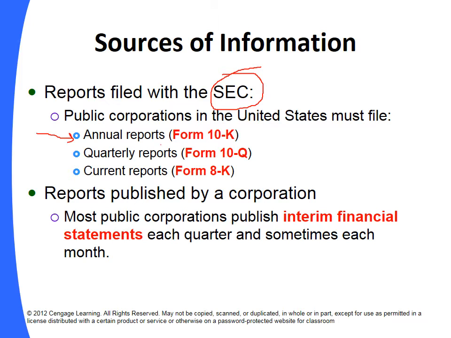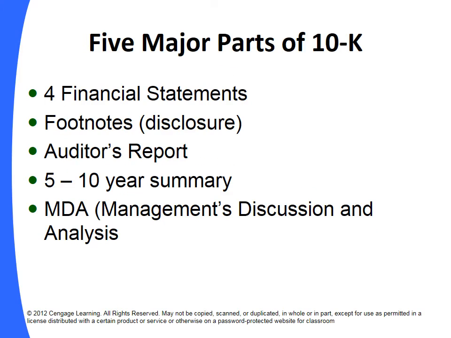For the most part, you're going to be looking for the 10K to give us all of the annual information. But the quarterly report does provide helpful information for use. There are 5 major parts of a 10K, and incidentally, the 10K usually has more information than the annual report itself that's provided for shareholders or investors.